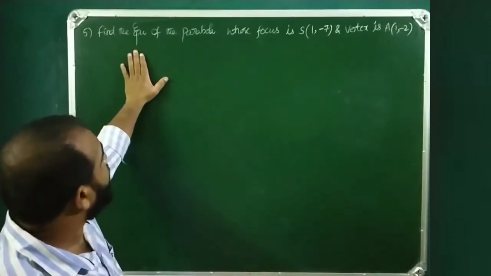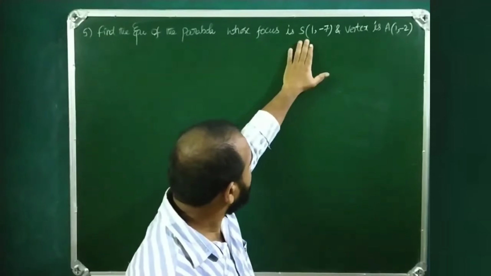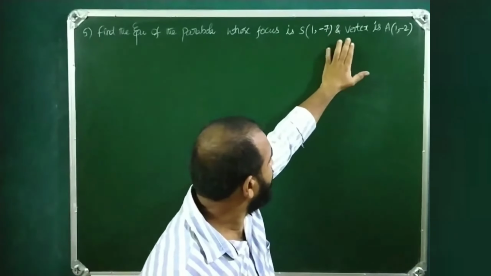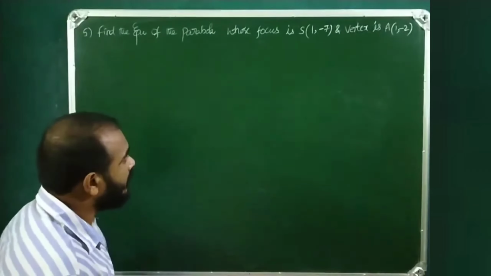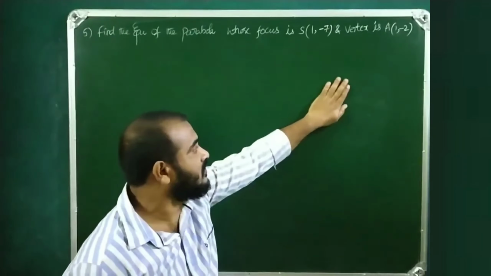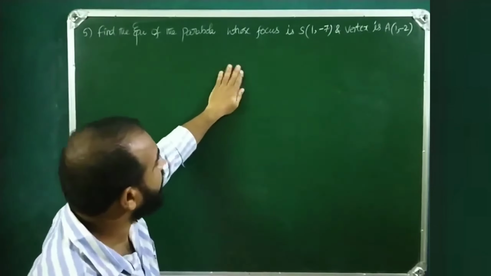Find the equation of the parabola whose focus is S 1 comma minus 7 and vertex A is 1 comma minus 2. Here, first of all, before this, I just wanted to tell you something.